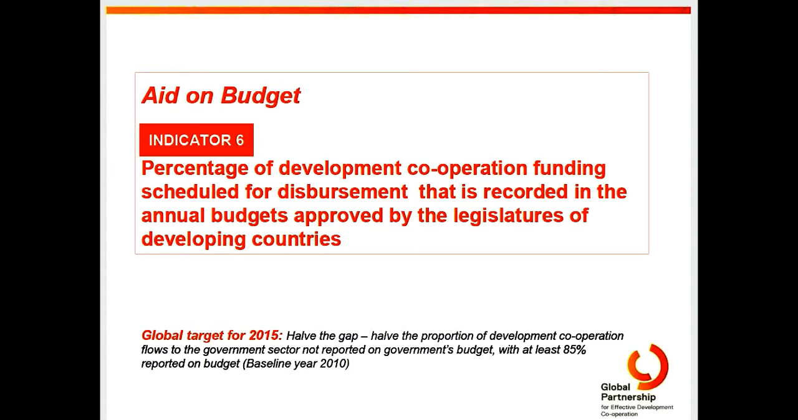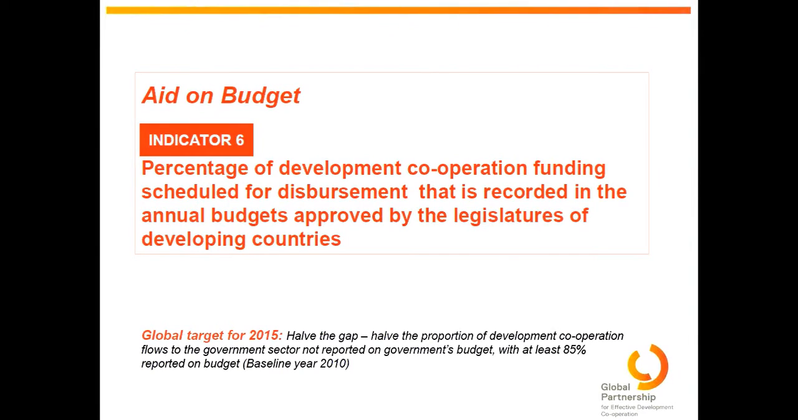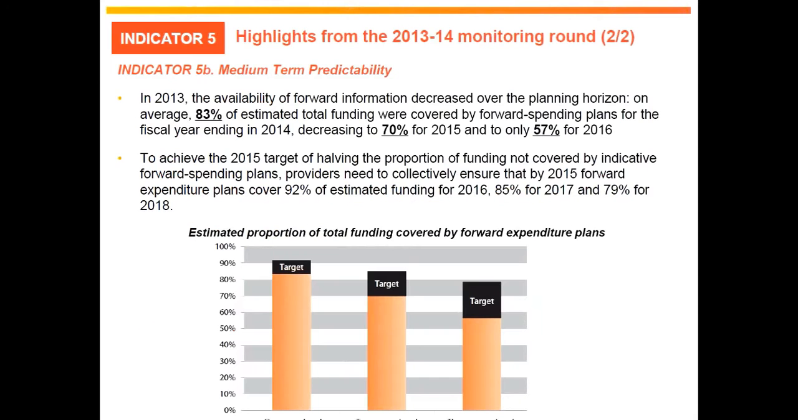For 5B. So I guess we have a question. I guess we're done with 5B, so we're done with the indicator on predictability, so it's probably a good time to look at questions.